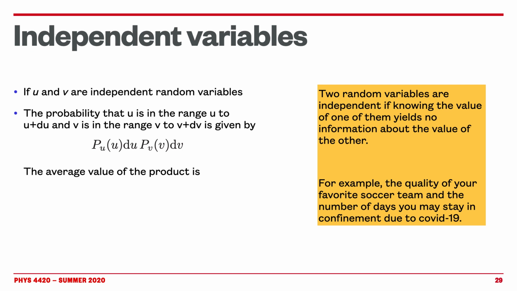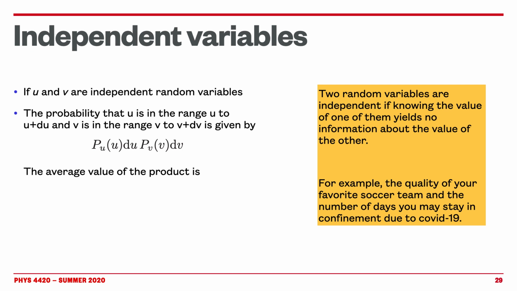Just to give you an example, when we look at the dice and the coin, what's the probability of having one dot on the dice and heads? This is the probability of having one dot on the dice, so 1/6, times the probability of having heads, so 1/2, so that's going to be 1/12. So it's really the product of the two.